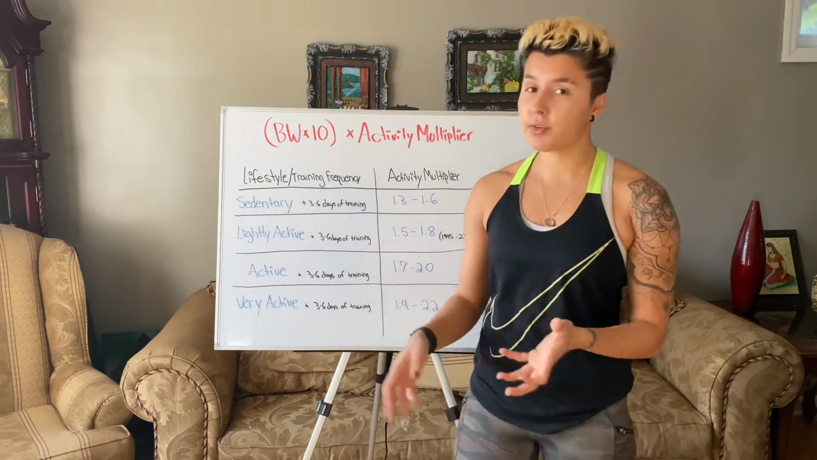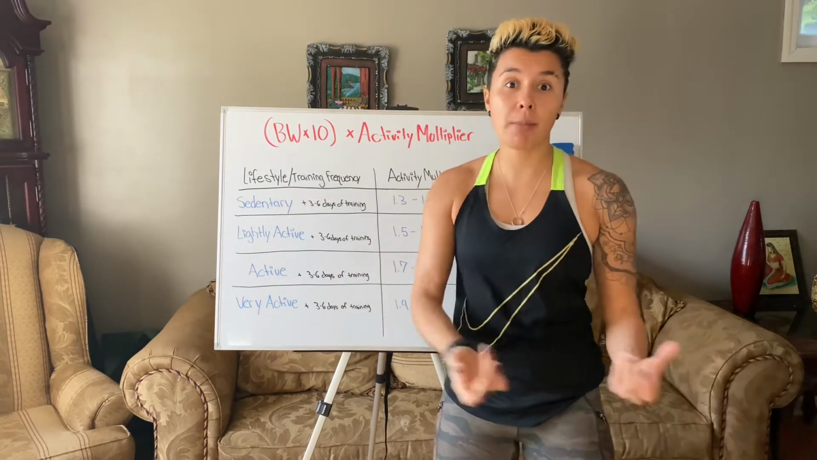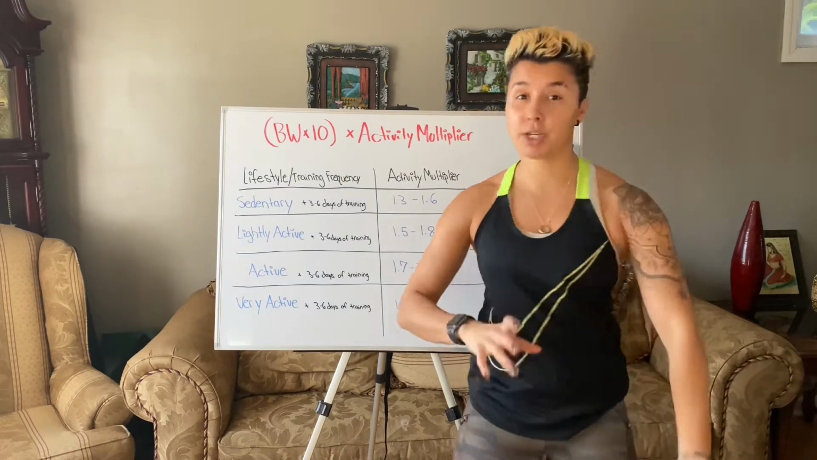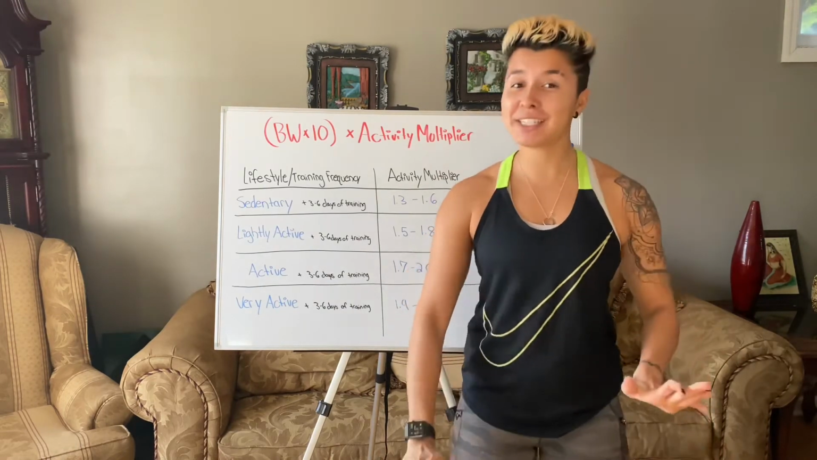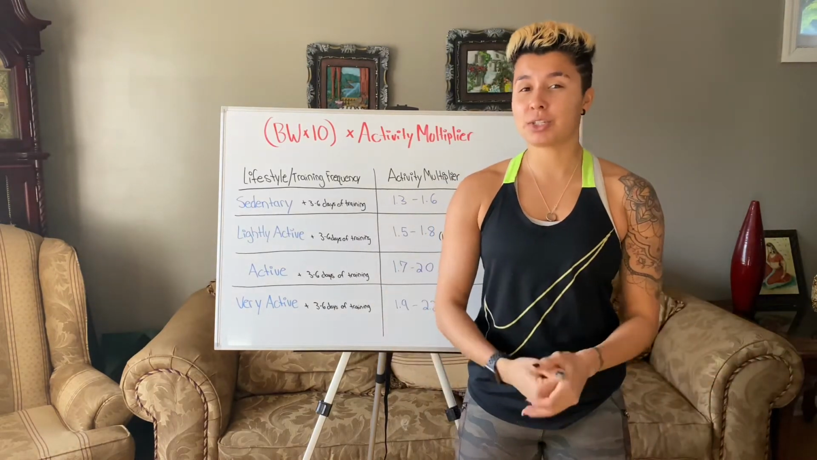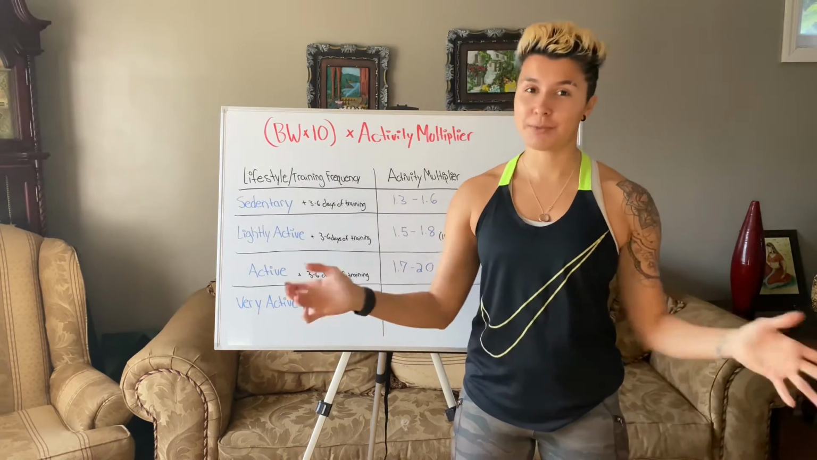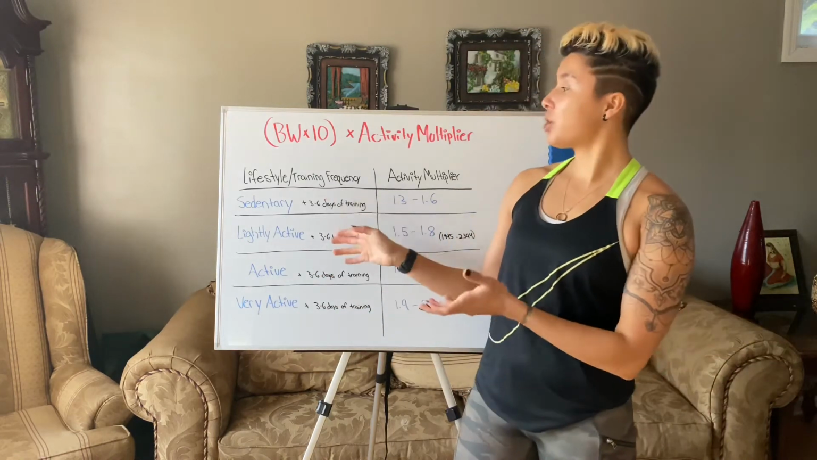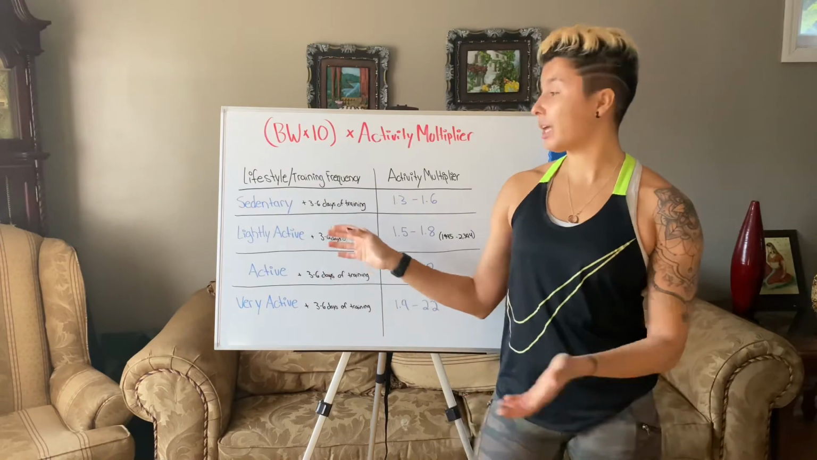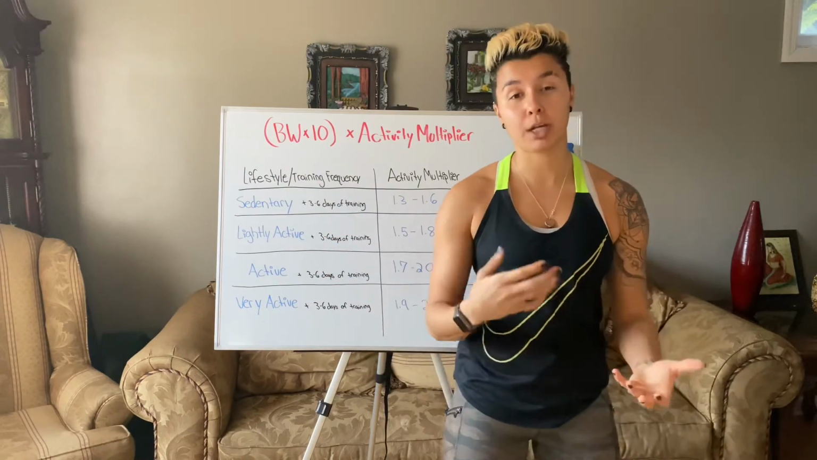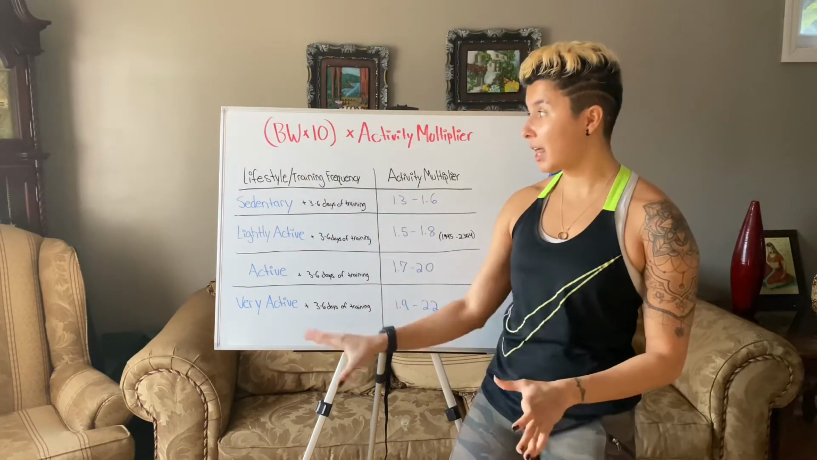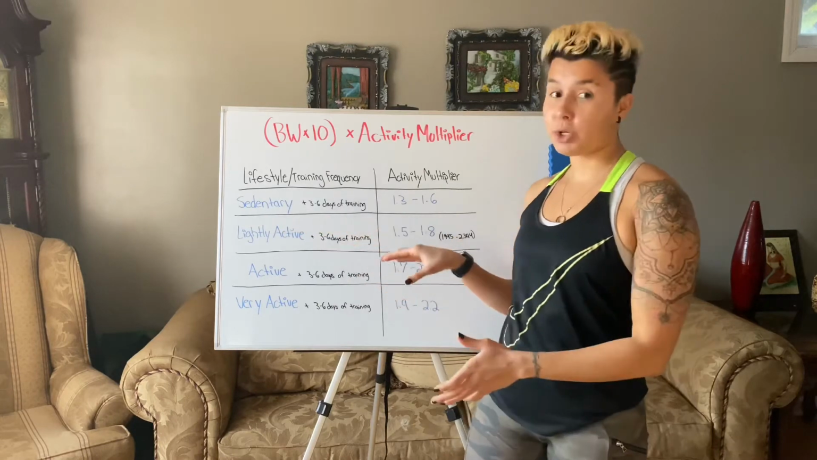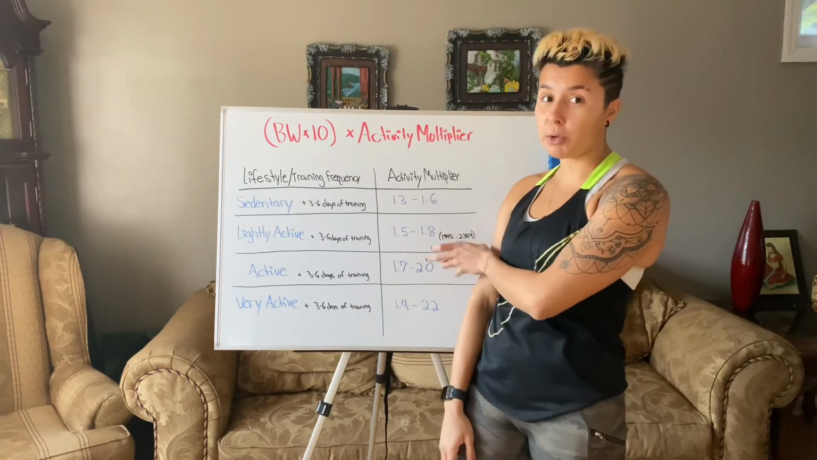So your lifestyle activity would be basically your job and your NEAT, which is your non-exercise activity thermogenesis. Basically, this is just how much you move throughout the day, just to keep it simple. So in terms of training frequency, we are looking at 3 to 6 days of training per week. You would take that, right, and try to find where you are to find your activity multiplier.